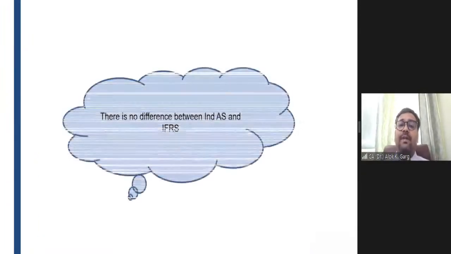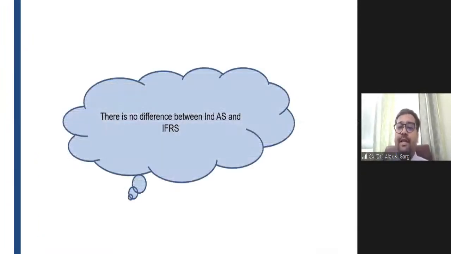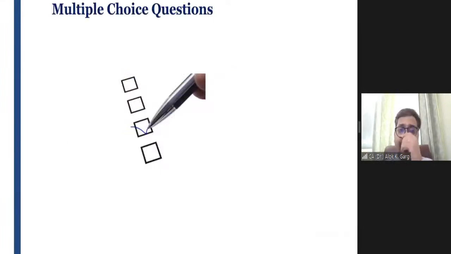So comparison between Ind AS and IFRS: there is no difference between Ind AS and IFRS. Now I have some multiple choice questions in my kitty, so I want to discuss these multiple choice questions quickly. So guys, initially we have discussed what is meant by government grant, and we have discussed that the standard talks about accounting and disclosure of government grant and only disclosure of government assistance.